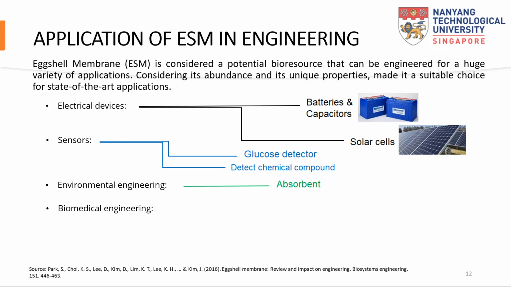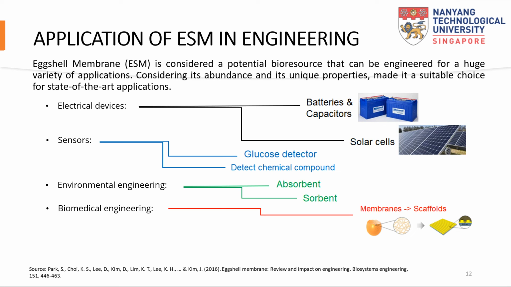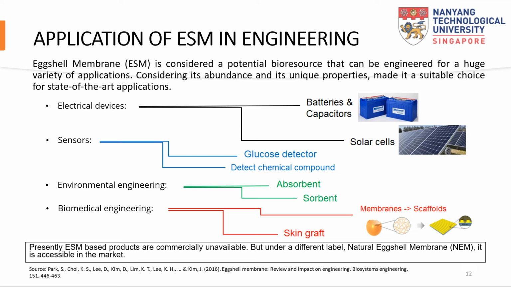In environmental engineering, ESM can be used as an absorbent to absorb heavy metals or even as a sorbent. Due to its low toxicity and biocompatibility, soluble eggshell protein in biomedical engineering is suitable for cell culture. ESM could also be used as biological dressing for burns or skin grafts. Presently, ESM-based products are commercially unavailable, but under a different label, natural eggshell membrane is accessible in the market.